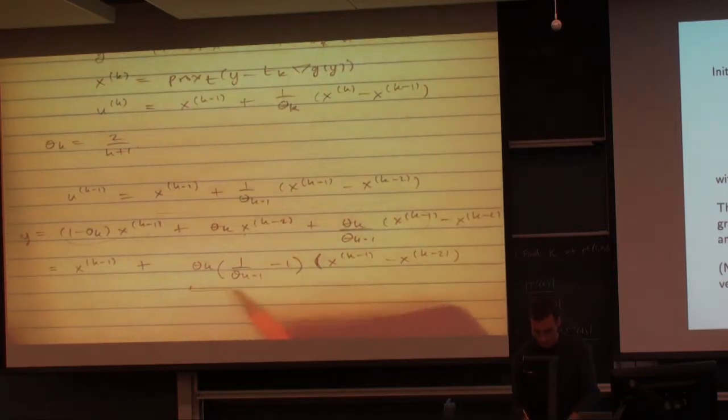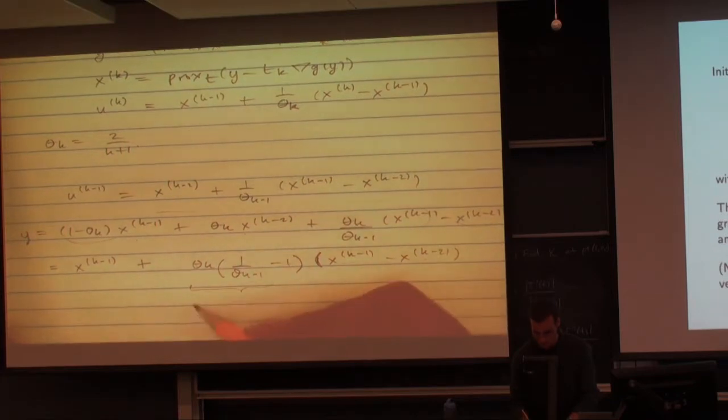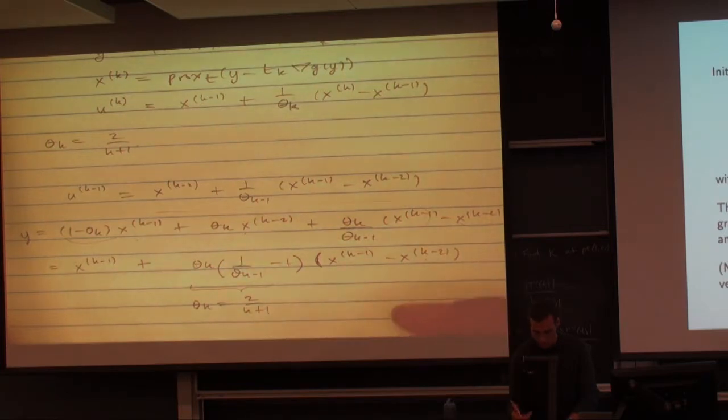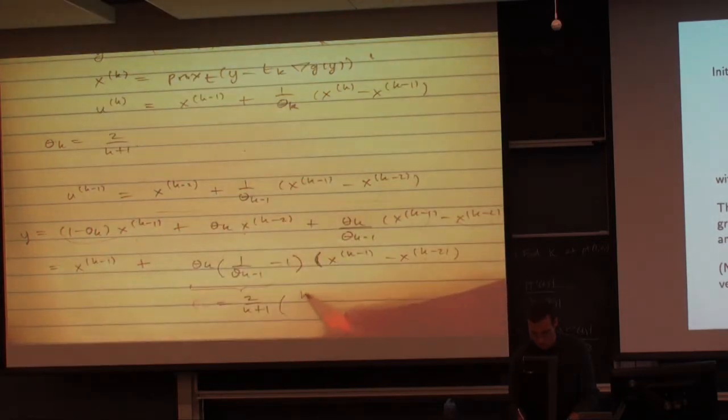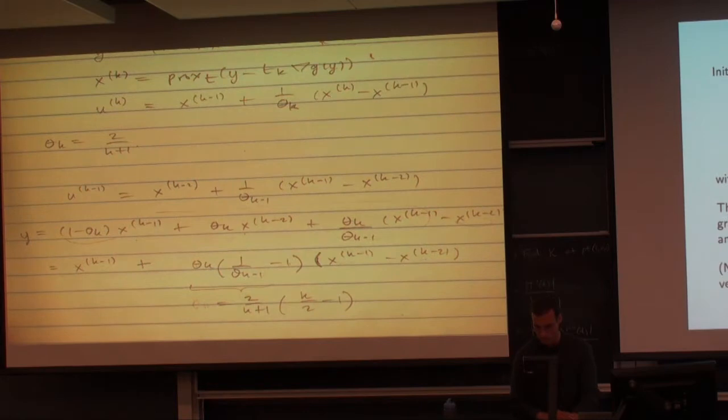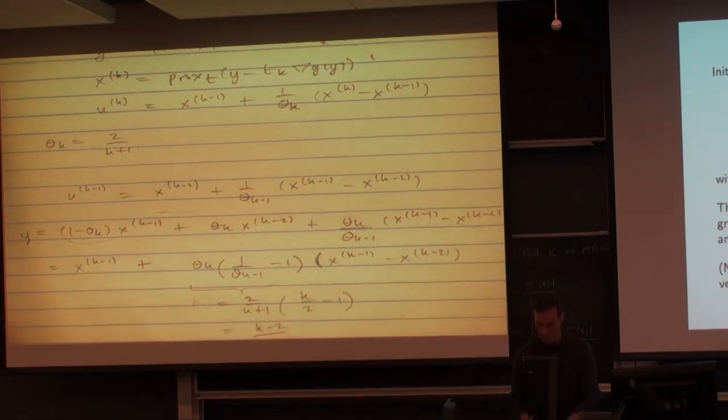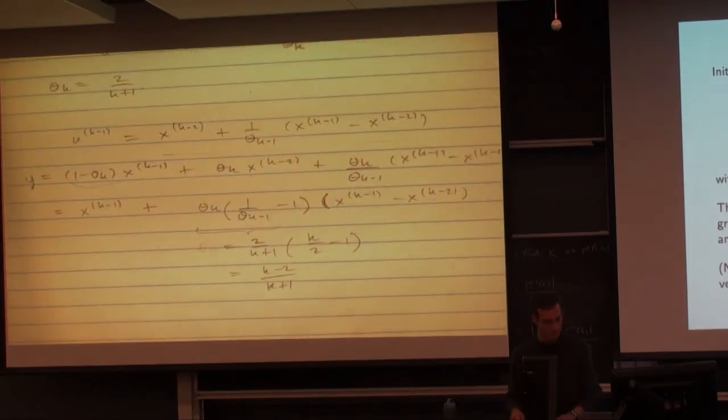And now let's just plug in for what theta_k was. So remember, theta_k was equal to 2 over k plus 1. So this term is equal to 2 over k plus 1 times k over 2 minus 1. And that's just k minus 2 over k plus 1. Okay, so this formulation is no different. It just makes the convergence analysis a lot easier, and it ties what we've done in lecture to what you might read in a paper, if you ever are interested in looking this up.